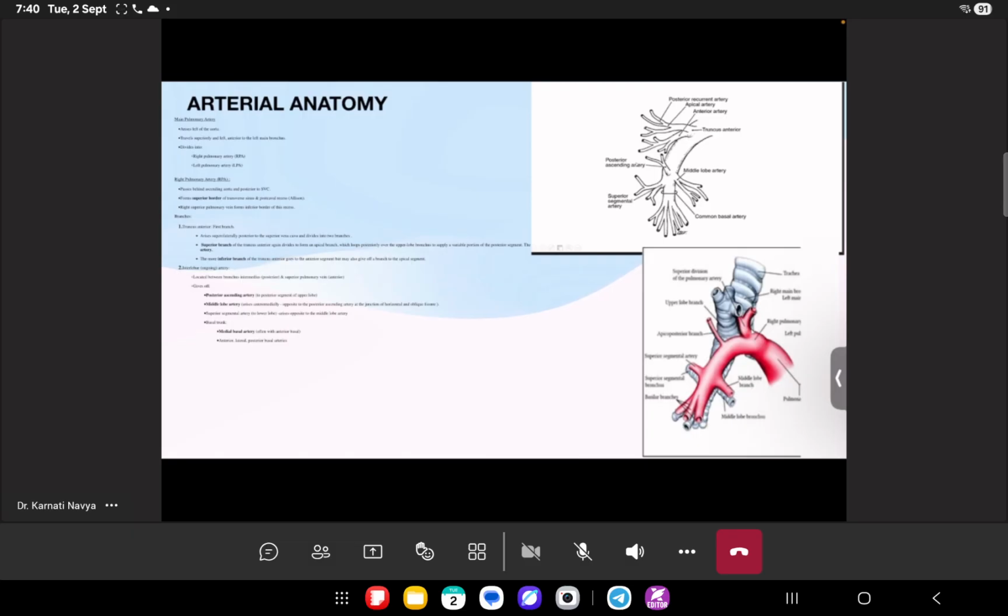And the basal trunk, where the medial basal artery often arises along with the anterior basal artery. The anterior, lateral, and posterior basal arteries are the other branches of the basal trunk. You can see in the picture the middle lobar artery arising opposite to the posterior ascending artery, and the superior segmental artery arising opposite to the middle lobe artery posteriorly.